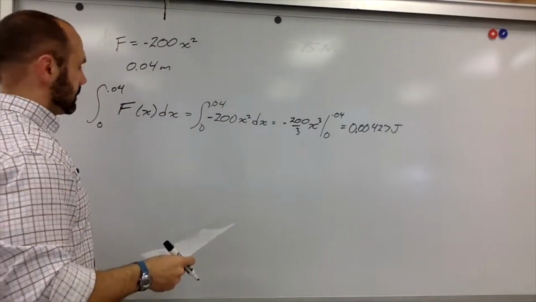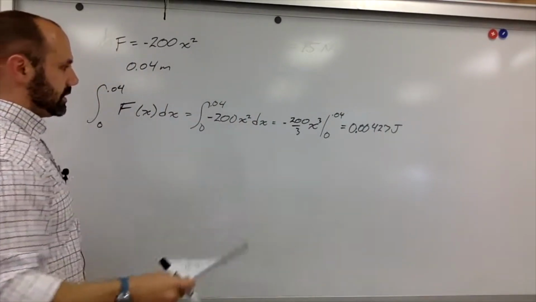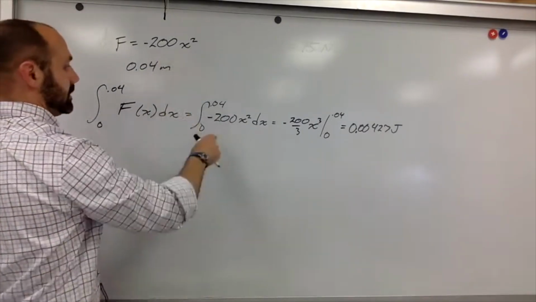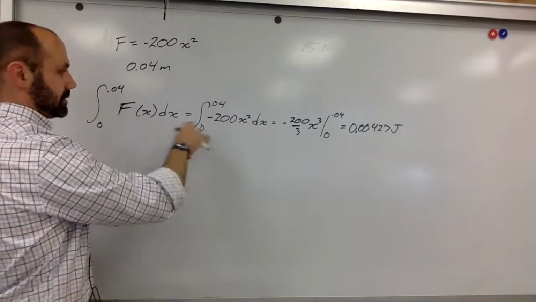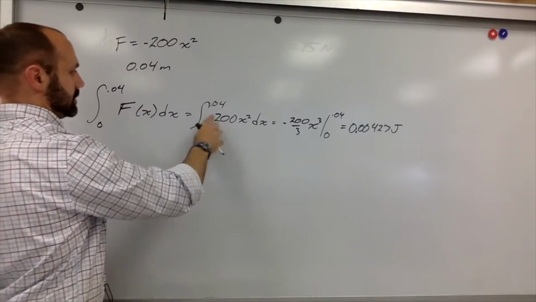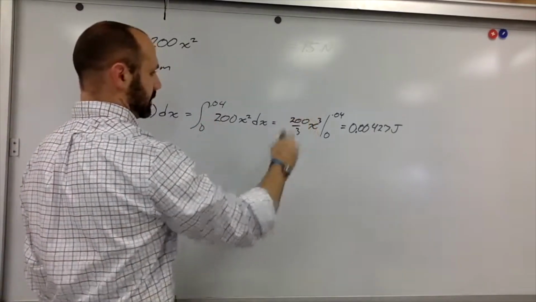Right? And why is the negative there? So this is the force by the spring. Since we're looking at the applied force, this would be the force in the opposite direction. So we're going to get rid of the negative, and we're going to leave it positive.